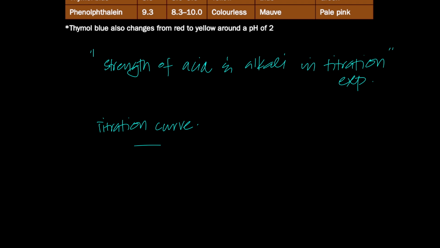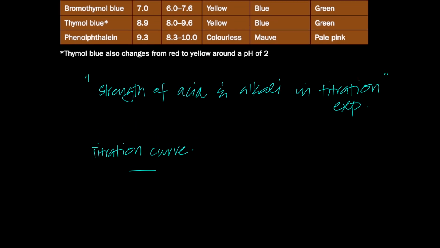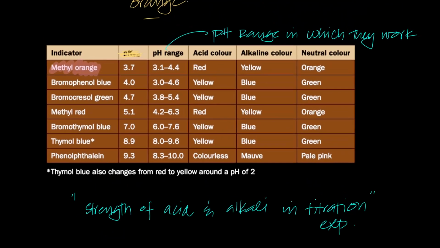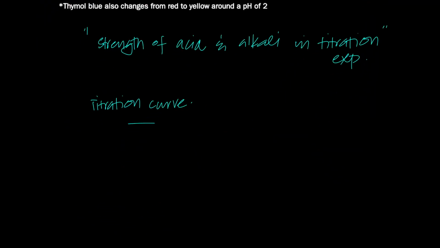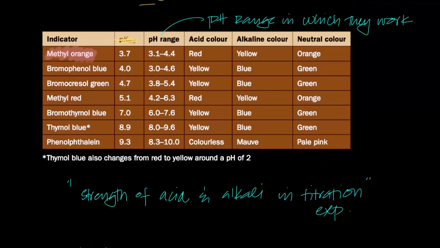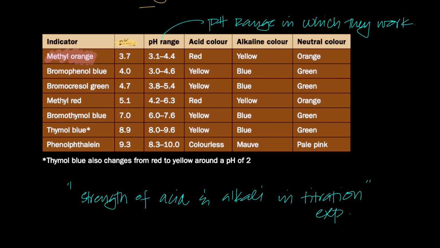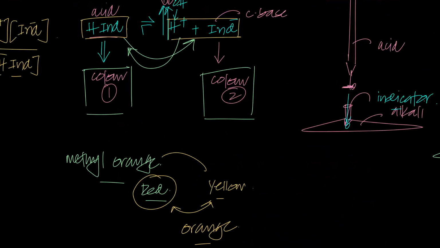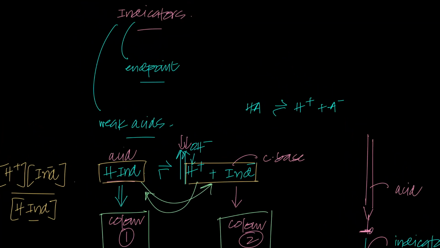So it's very crucial to understand indicators, because for your titration experiment, you have to select the right indicator to properly understand titration curves, right? So in order to understand titration curves, you have to select the right indicator. What are indicators? I've discussed it here. They are just weak acids.